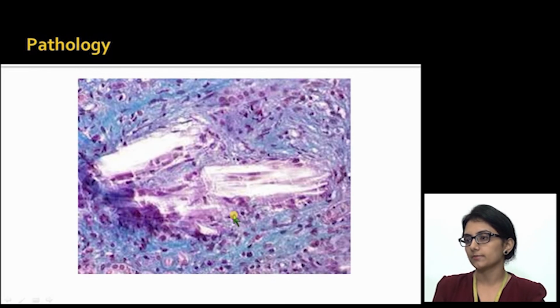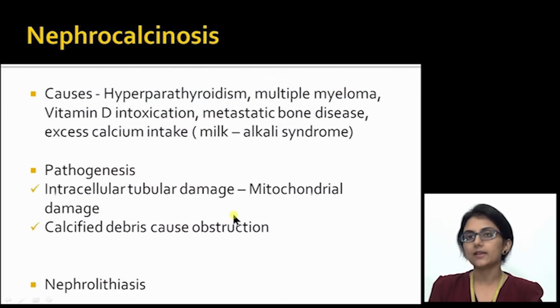inflammatory response around them. The second important metabolic disorder which hits the kidneys is nephrocalcinosis. And this excess calcium can come in secondary to hyperparathyroidism, multiple myeloma with bony lytic lesions, vitamin D intoxication, metastatic bone disease following any tumor which goes to the bone like an RCC or prostate cancer, and excess calcium intake, which we call the milk alkali syndrome.